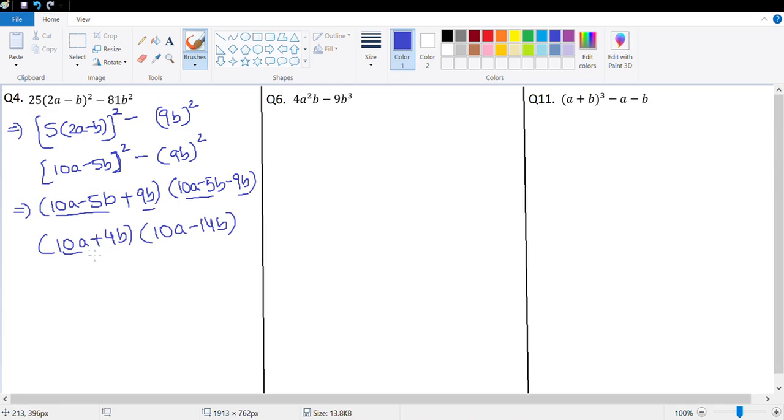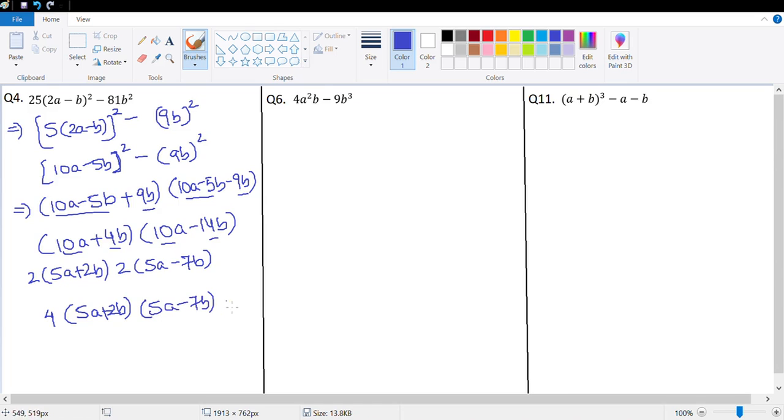Between these two terms 2 is common, and between these two terms 2 is also common. So let's take out 2 from here. This is 5a plus 2b. Let's take out 2 from here. This is 5a minus 7b. So 2 into 2, 4. 4 times (5a plus 2b) multiplied with (5a minus 7b).